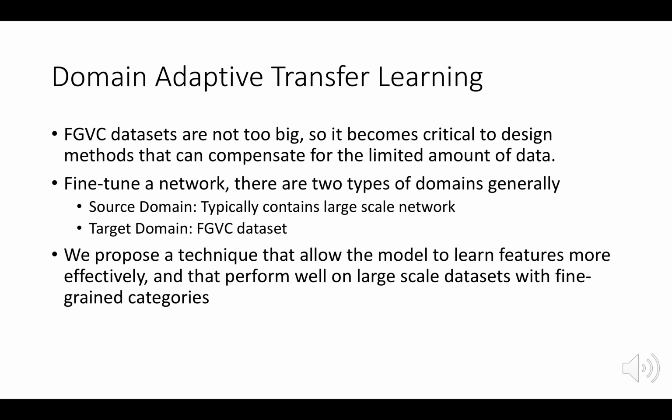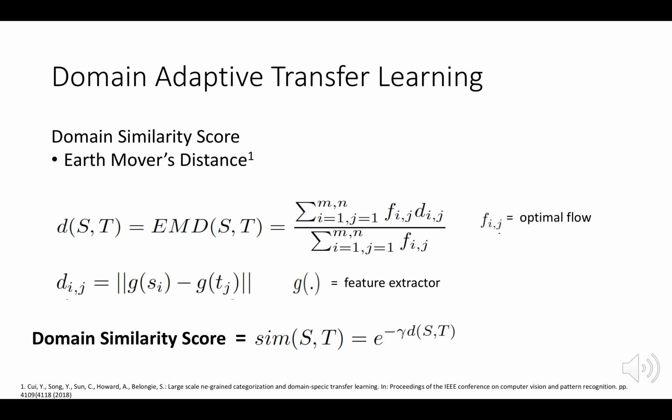So we propose the technique that allows the model to learn features more effectively and perform well on large scale fine-grained datasets. In order to calculate the domain similarity score, we use Earth Mover's distance. This distance method has provided very effective results so far. And using this distance, we actually know which target domain is good for which source domain.